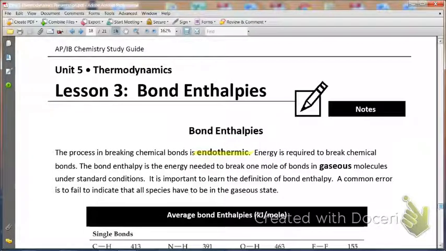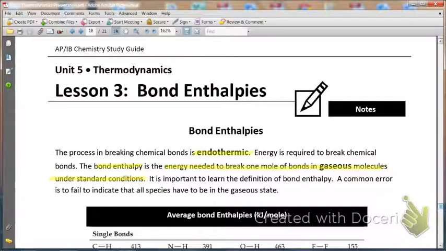Now, this definition of bond enthalpy is very important, and I will expect that you will learn this definition of what bond enthalpy is. So again, I'm going to underline or highlight this. Bond enthalpy is the energy needed to break 1 mole of bonds in the gaseous molecules under standard conditions. Now, we'll explain what standard conditions are in the next lecture video, as well as point them out in class. But for now, just make sure you understand that bond enthalpies take place under standard conditions.